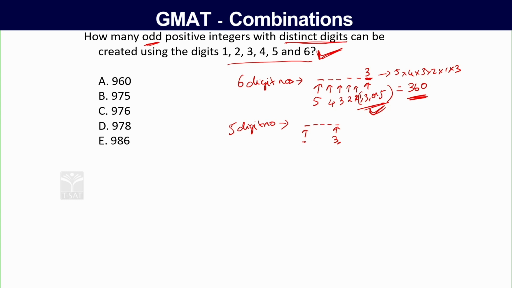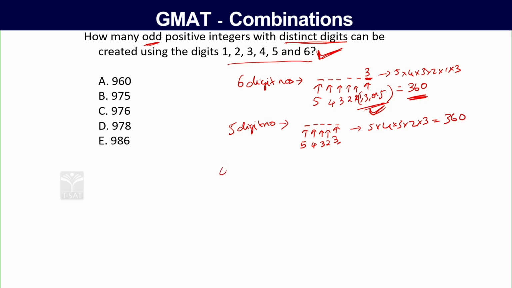Repetition is not allowed, so that is why you have 5 options to fill this one with, you have 4 options to fill this one with, you have 3 options to fill this digit with, you have 2 options to fill this digit. So, the total comes out to be 5 into 4 into 3 into 2 into 3. This is again equal to 360.